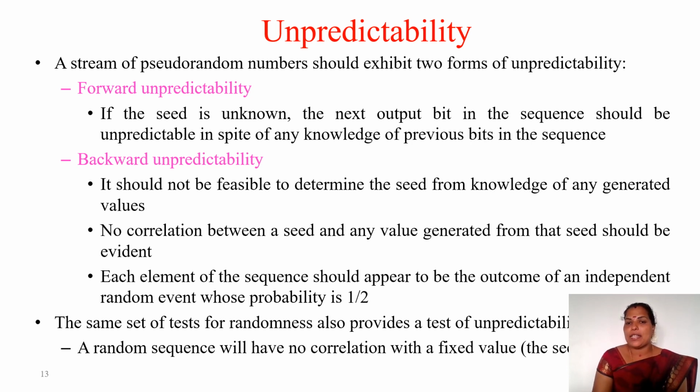And each element of the sequence should appear to be the outcome of an independent random event whose probability is 1/2. So 50-50% is there. The same set of tests for randomness also provides a test of unpredictability. So we have mentioned that 15 different tests are there for randomness. So for unpredictability also we have to perform some tests, and the generated random number has to pass the test. Then only we are using it as a key.